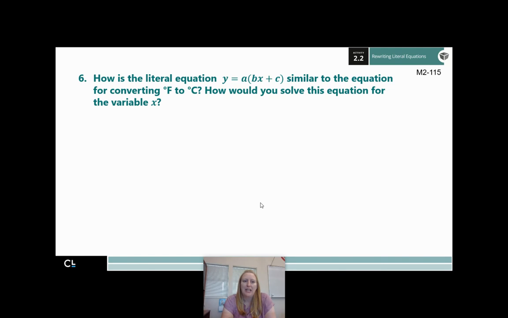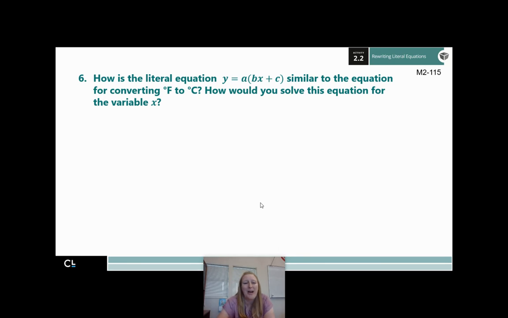One last little thing I want you to tackle. Last one, I promise. How is the literal equation y equals a times the sum of bx and c similar to the equation for converting from Fahrenheit to Celsius? And the last thing is, how would you solve this equation for x? Can you get x all alone? So first, how is this similar to our Fahrenheit Celsius conversion stuff? And second, can you solve it for x?